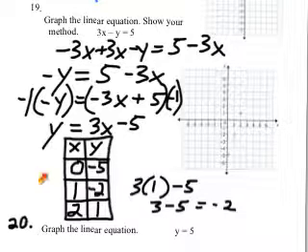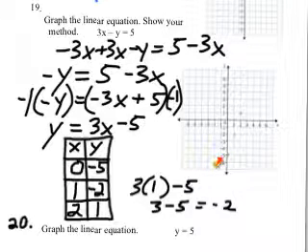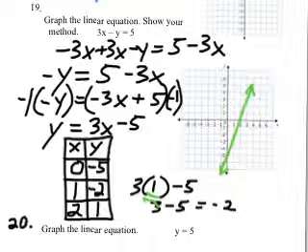So we have 0, negative 5. So 0, negative 5, that's our y-intercept. And then we have 1, negative 2, and we have 2, 1. So now we've got our 3 points. We can draw the line. And there we have our line going through the 3 points. Okay, the other way to do it is to just use our slope-intercept form, which we're going to do now.